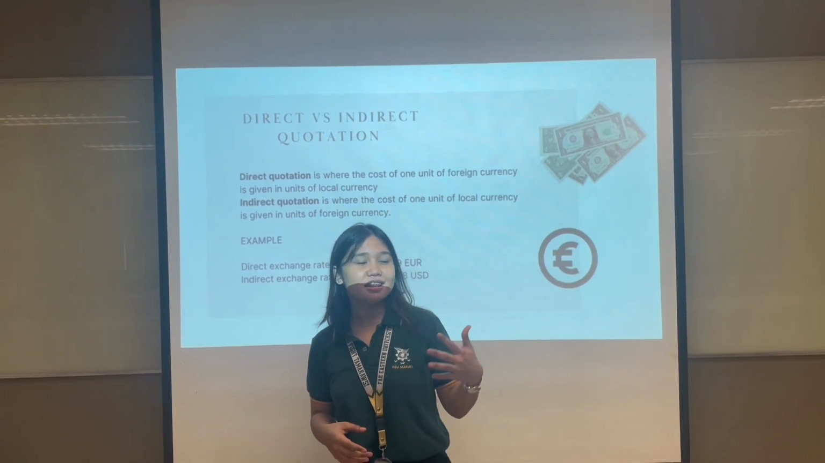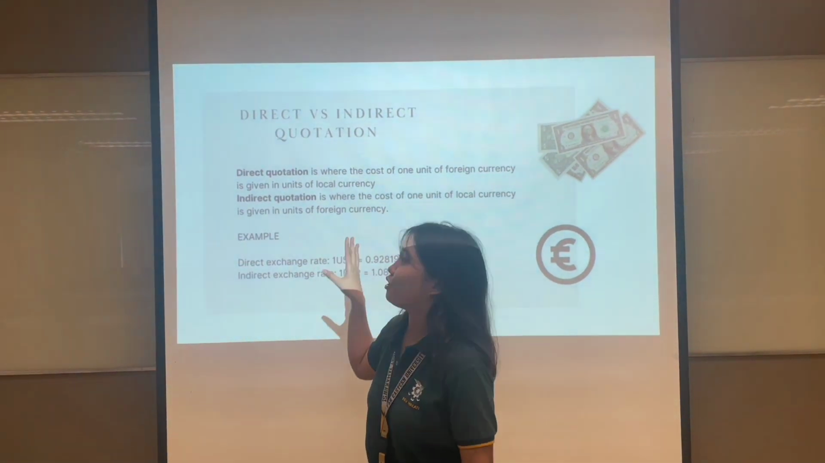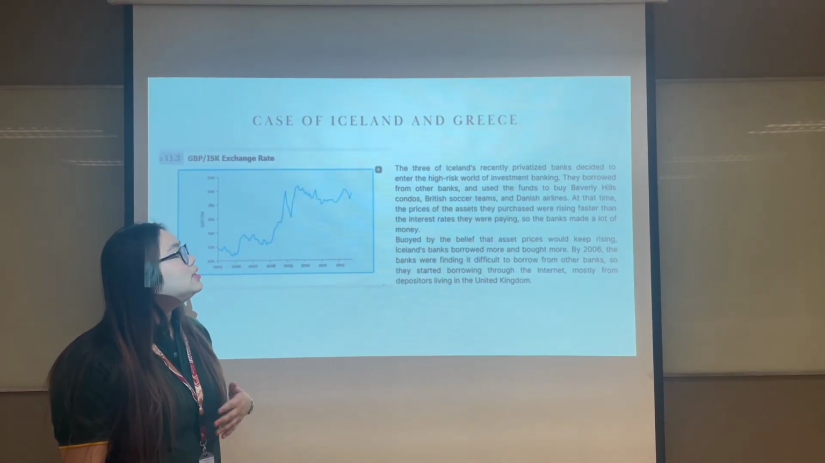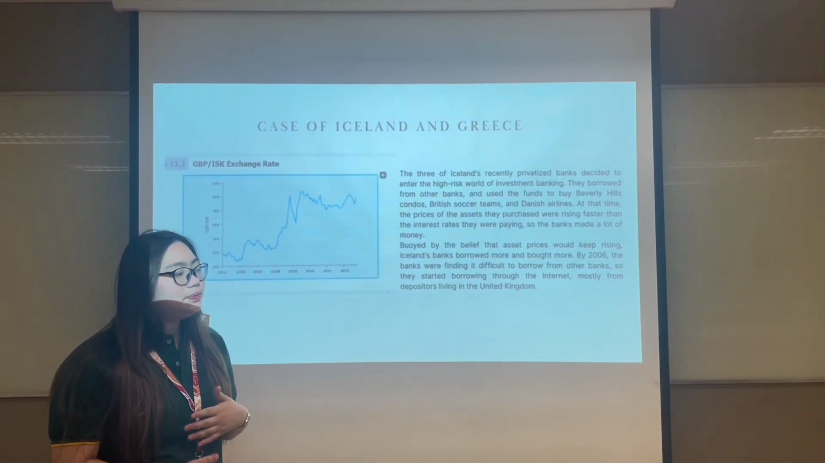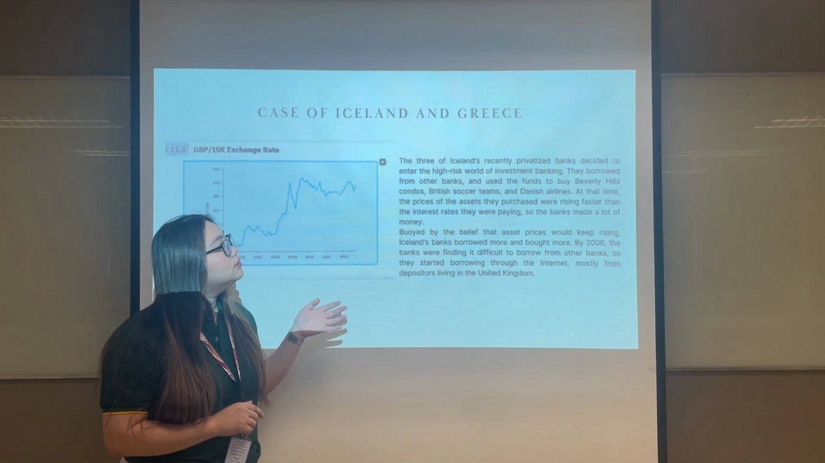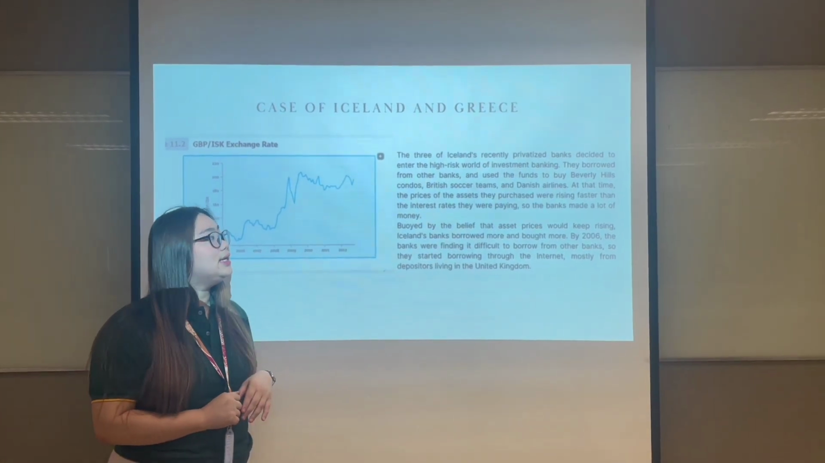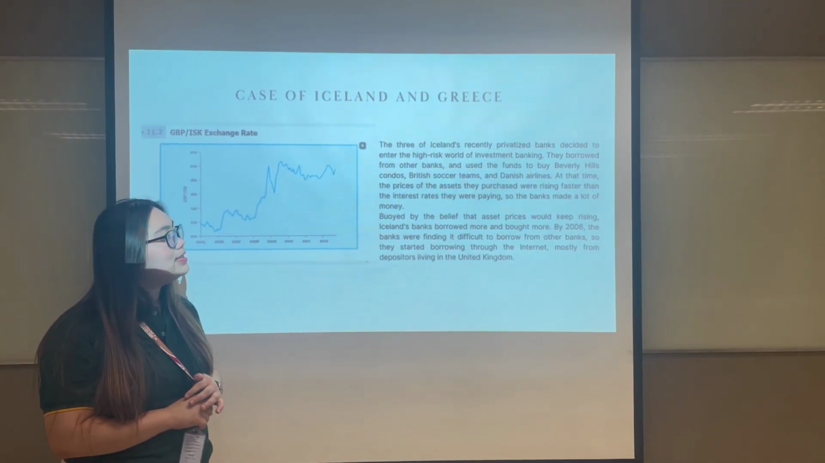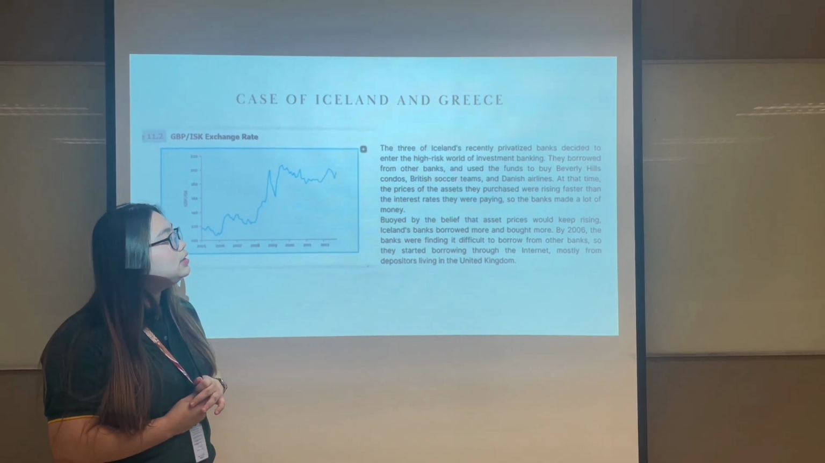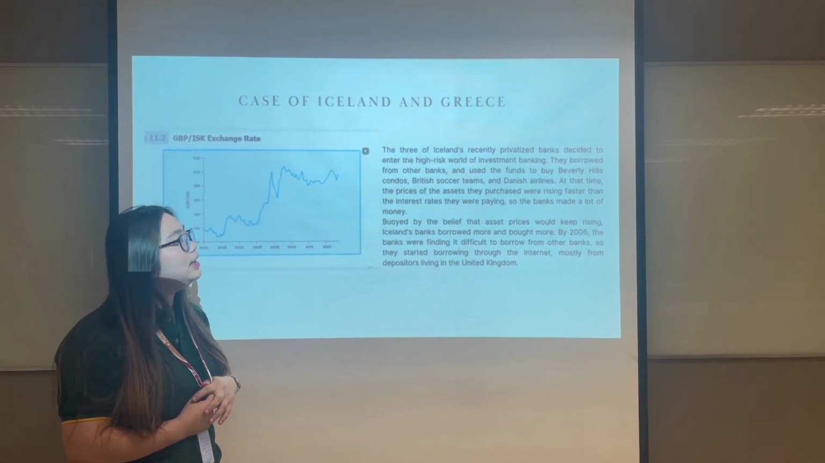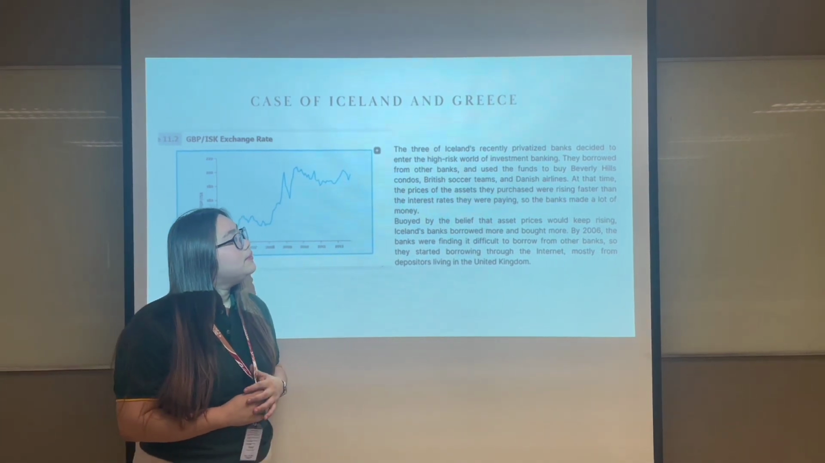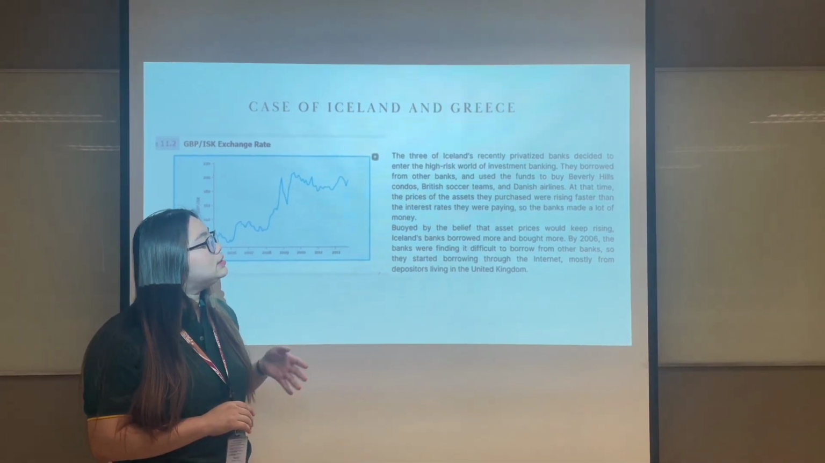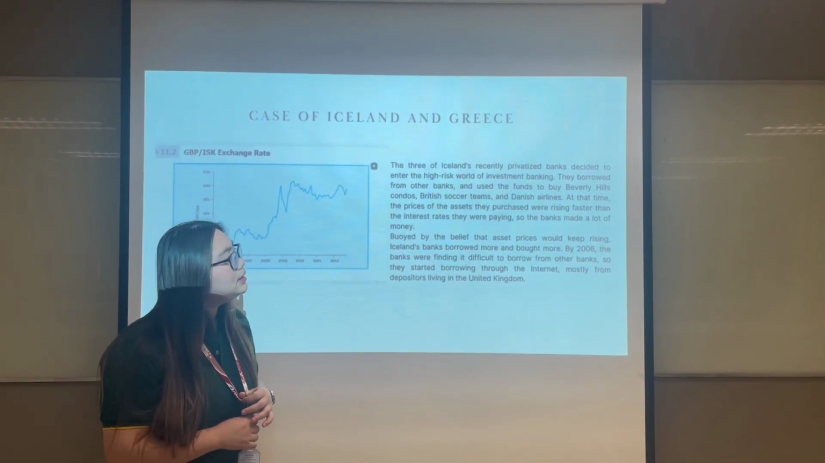So, sa next case, magre-reflect din dito yung direct and indirect quotation. So, the next would be the case of Iceland and Greece. So, in this case, i-explain yung ginawa nung Iceland para mag-acquire sila ng mga assets and income. So, yung mangyari dito is, it stated that the three of Iceland's recently privatized banks decided to enter the high-risk world of investment banking. So, what happened is that they borrowed money or funds para makabili ng mga assets na in-acquire nila, which is yung Beverly Hills condos, British soccer teams, and Danish airlines.